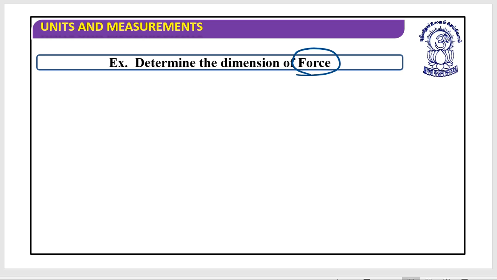Next, determine the dimensions of force. Now you need to do it by yourself. Tell me the steps, what can we write? First, the formula would be required. What is the formula of force? Think for a while. We know force is equal to m into a, where m is the mass and a is the acceleration.